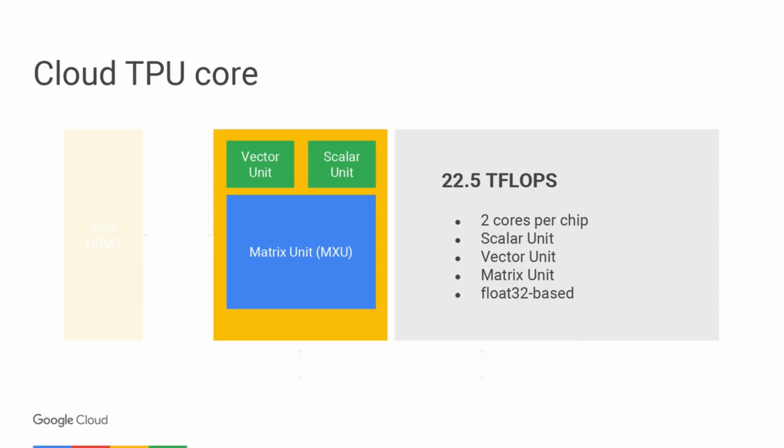And I'd like to say a little bit more about the matrix unit, because that's really the heart of the acceleration that these cloud TPUs are providing. So each core is delivering 22.5 teraflops in float 32. This is not fixed point. You don't have to do any quantization to use this thing. You can just use it in float 32 like you're used to. There's a little bit of reduced precision in the multiplies.